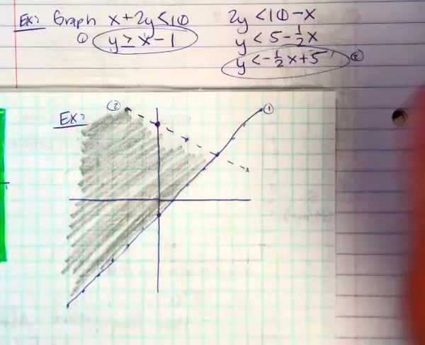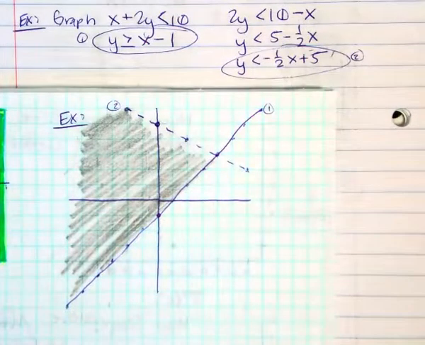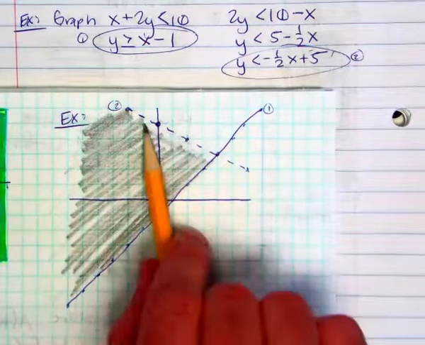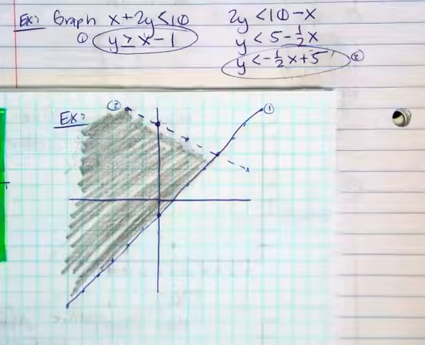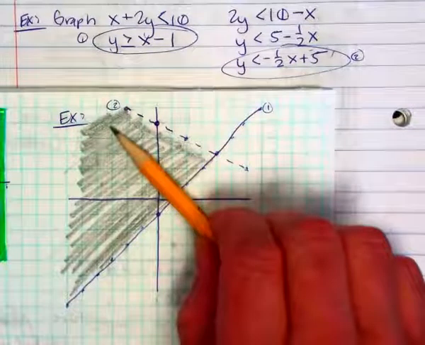And what I now have is a perfect final solution for my system of inequalities. The only part shaded in is where they would overlap. Nothing else is shaded in because nothing else is a solution to this system. All the points in here are solutions to the system.